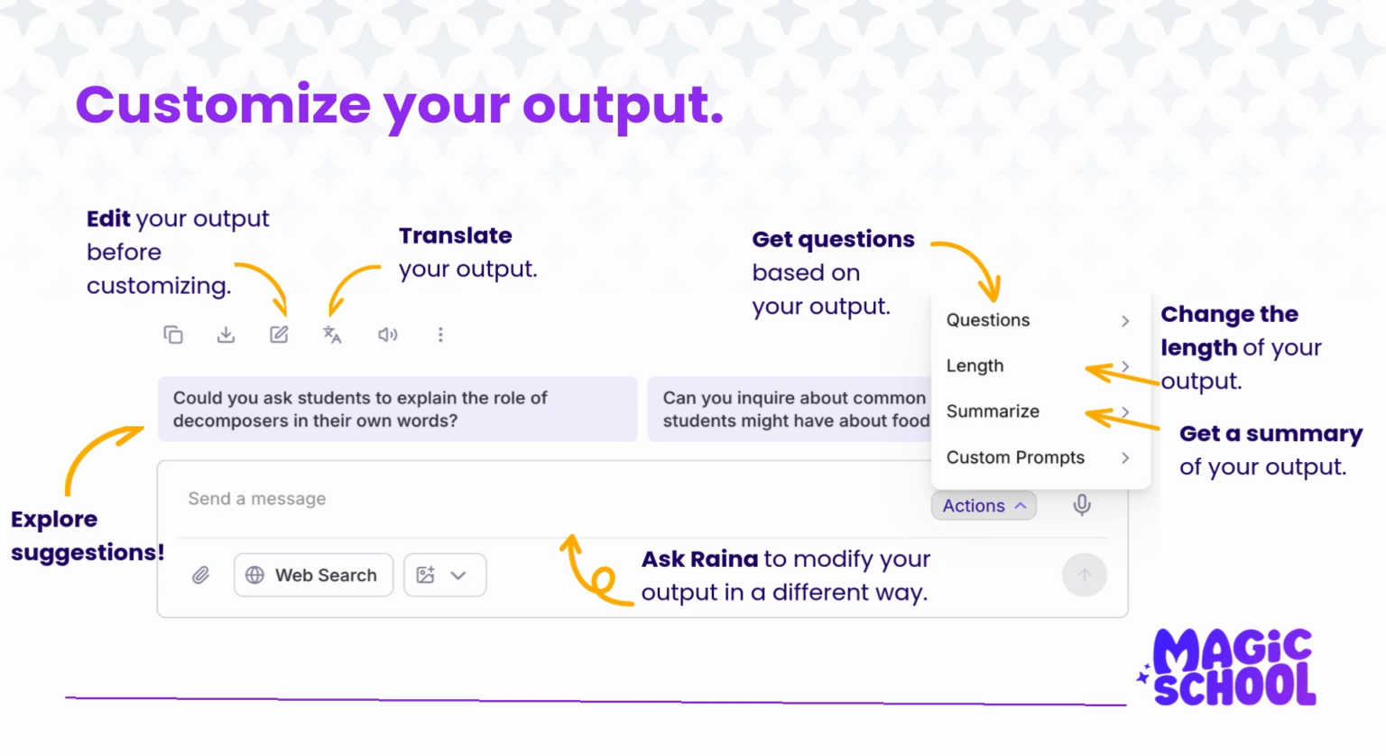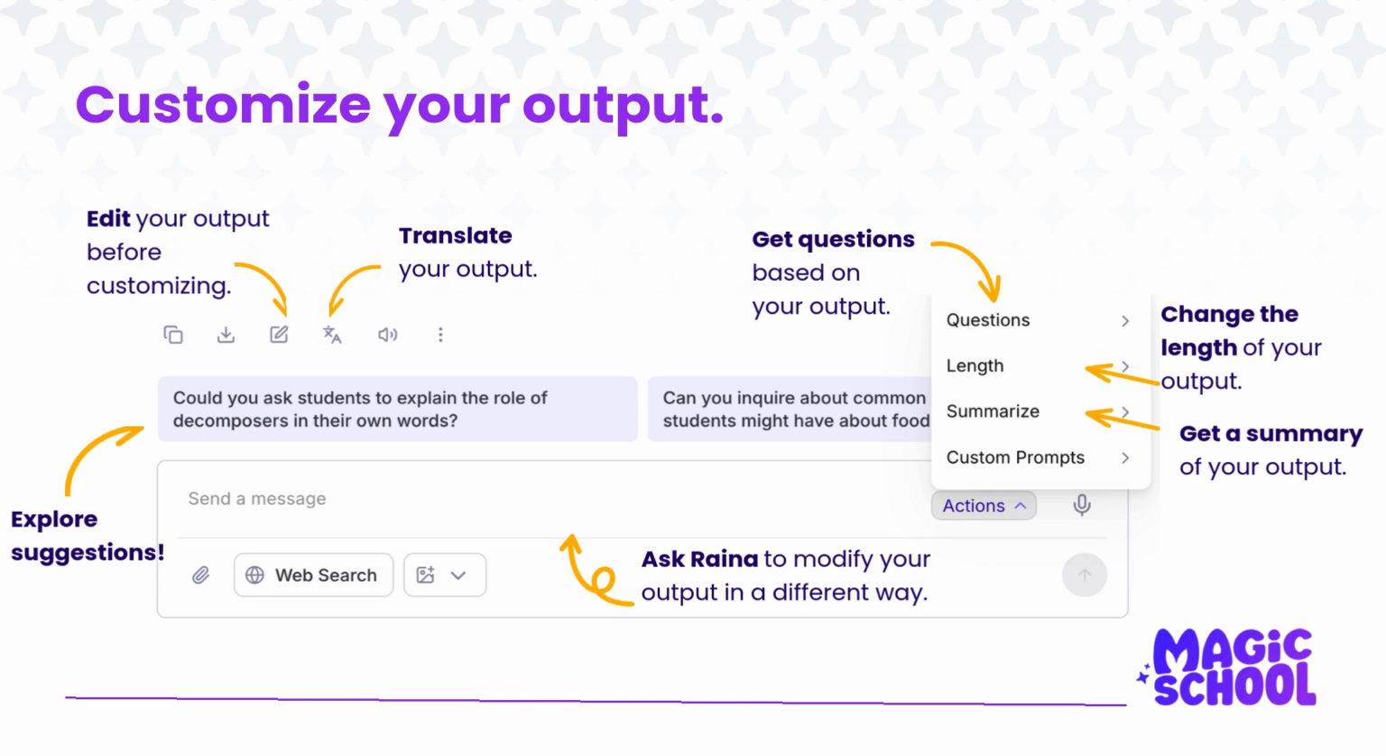You can click down here and look at the questions. You can look at the length. Maybe the output's too long. You want it to be a little shorter. Maybe you just want a summary of it. Custom prompts is a little more in-depth, so we're not going to play a lot with that right now. But do note that that is there if you want to actually get into some custom prompts.